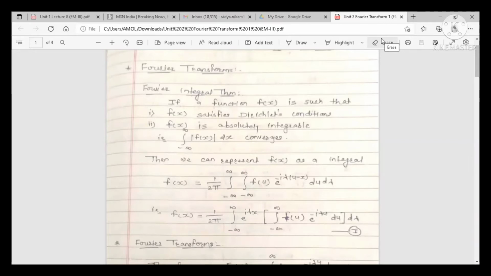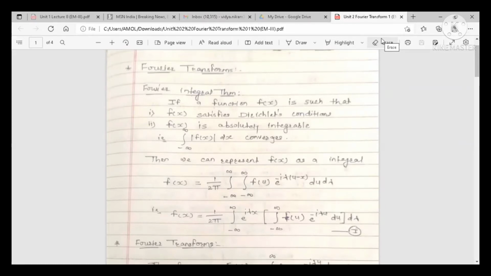Today we are going to start the second unit. The topic is the Fourier transform. This concept comes from the Fourier integral theorem. Let's see what the Fourier integral theorem is.